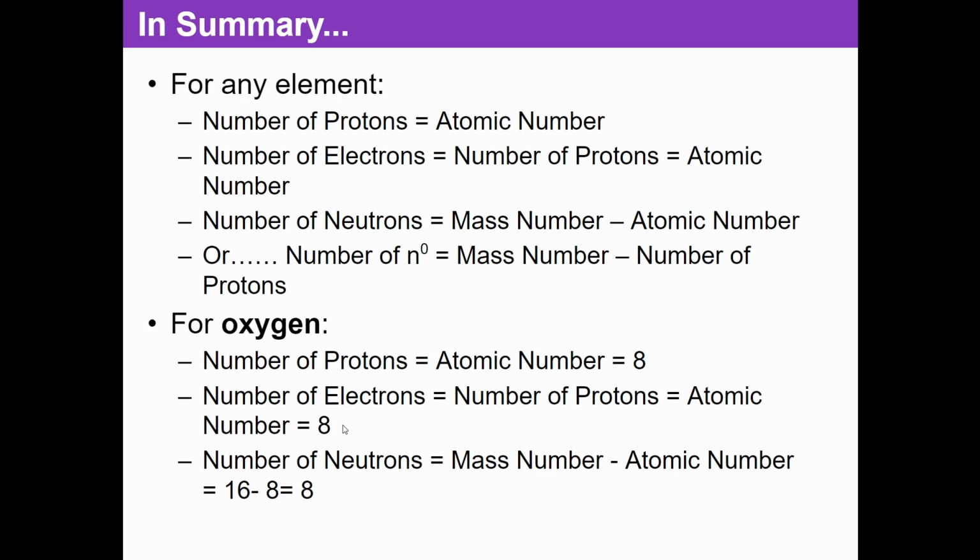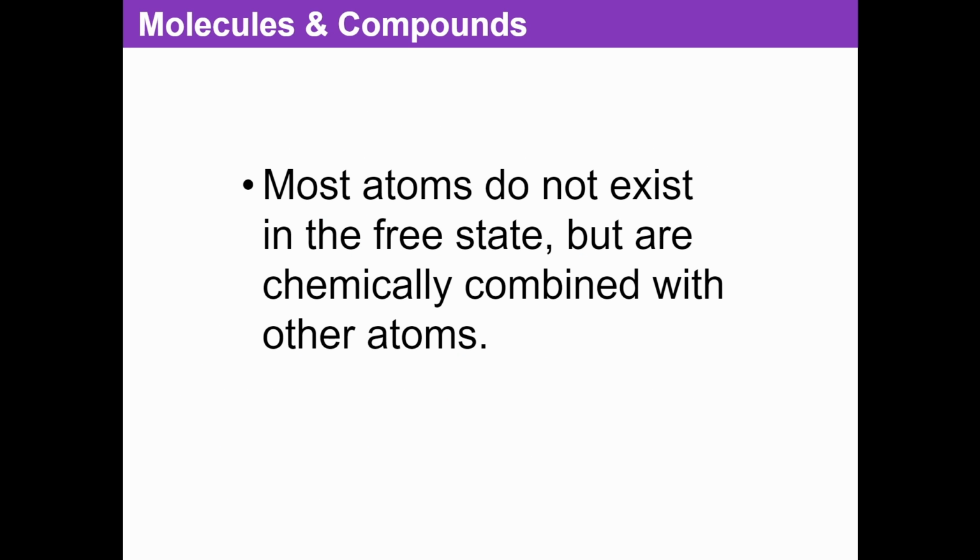And if you're looking for the number of neutrons, you have to take mass number, which is usually given to you in an equation, or you can look to the periodic table. The mass number for oxygen is 16. You just do 16 minus 8, because that's the atomic number or number of protons, and the answer there is also 8. Well, what happens when we put atoms together, or elements together?